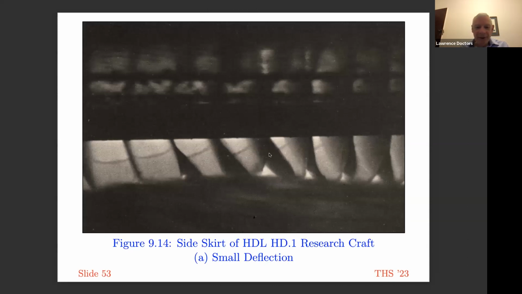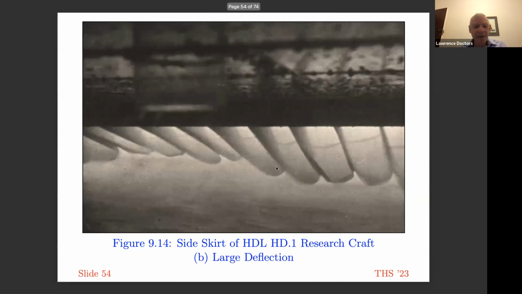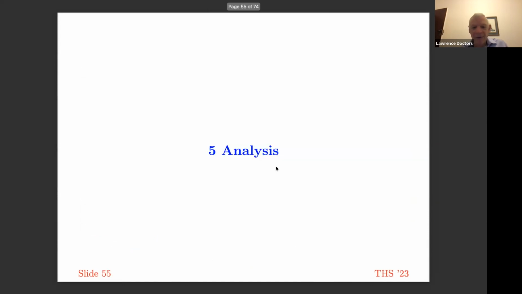These are pictures, the next two are pictures of some English experiments on the Hovercraft Development Limited HD1 research craft. It's very clear to see how the side fingers are deflecting. That's one picture, and they're deflecting even more. So these are very illustrative of how the fingers work.